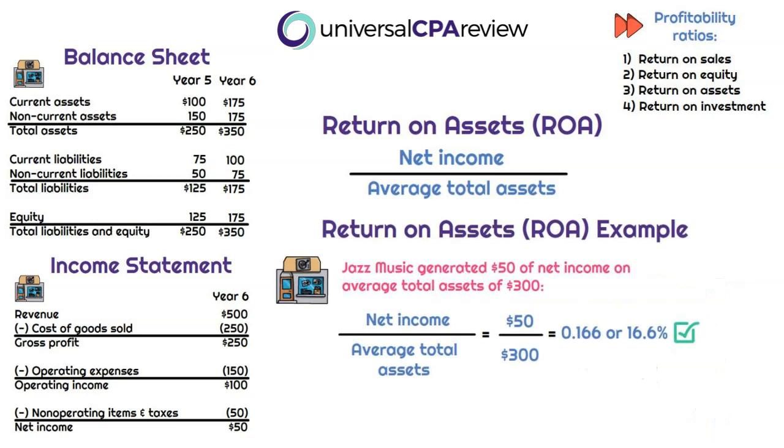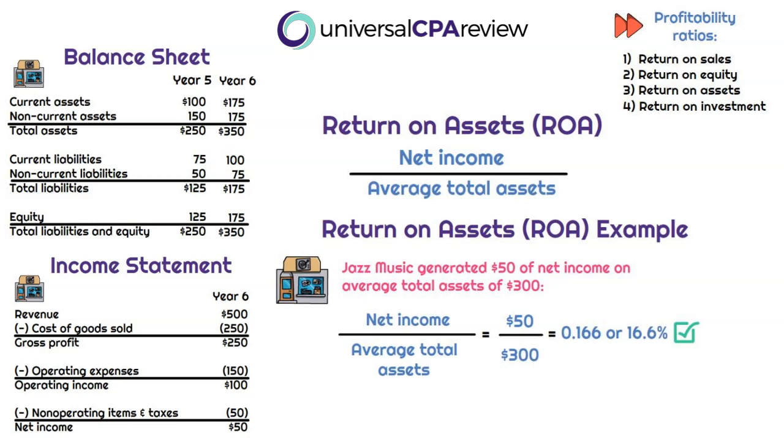So looking at an example here, Jazz Music generated, again, $50 of net income and average total assets of $300. And if they weren't giving us that, well, we can see on the balance sheet, the year 5 balance was $250. The year 6 balance was $350. That averages to $300. So all we do is take that net income of $50, divide by average total assets of $300, and that equals 0.166 or 16.6%.